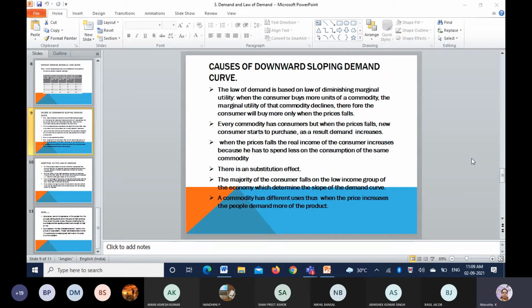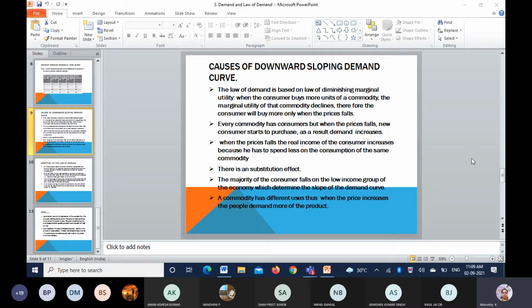And if the inverse happens, if the prices are very high, he has to spend more. His real income is decreased. Why? Because he has to spend more. So because of that also the law of demand operates, which states the inverse relationship between the price and the quantity demanded. And there is a substitution effect. Substitution effect, I have already explained a number of times. That is the tea and coffee relationship. So that is also there.